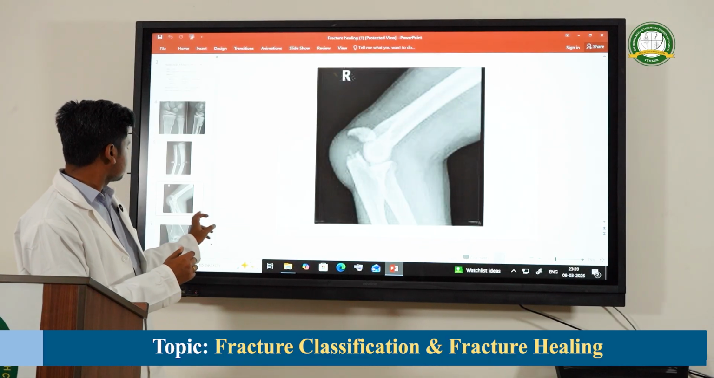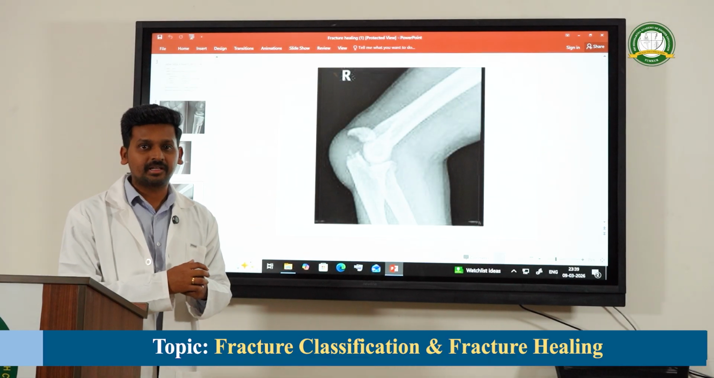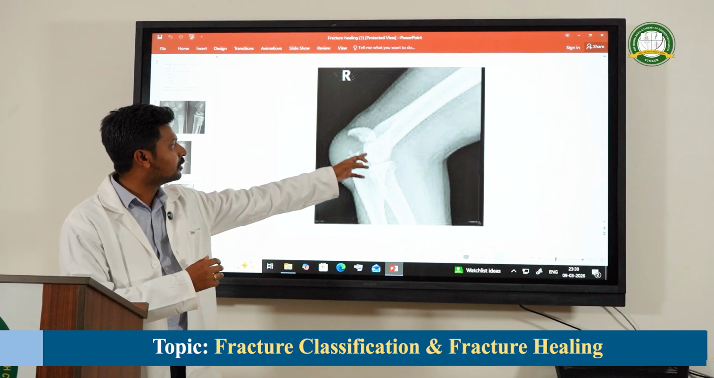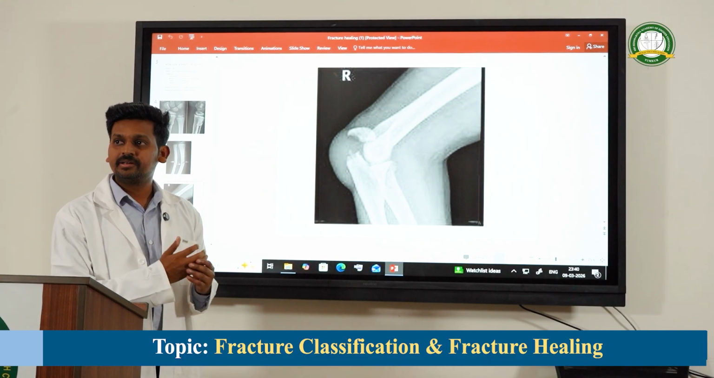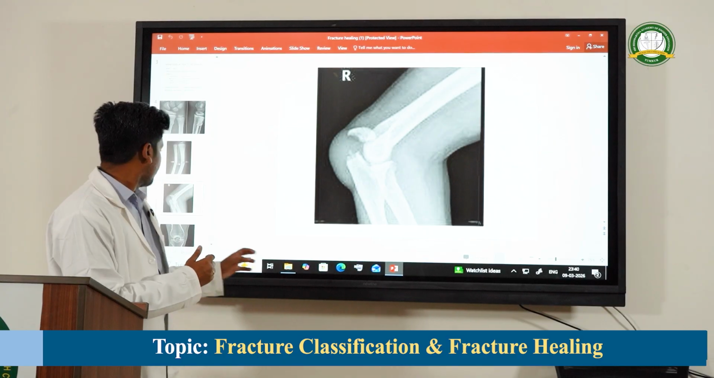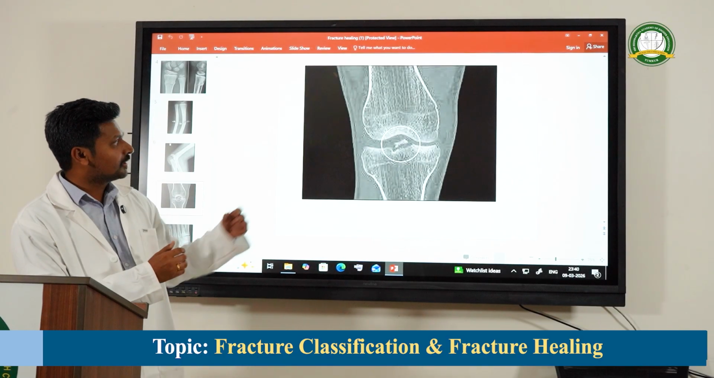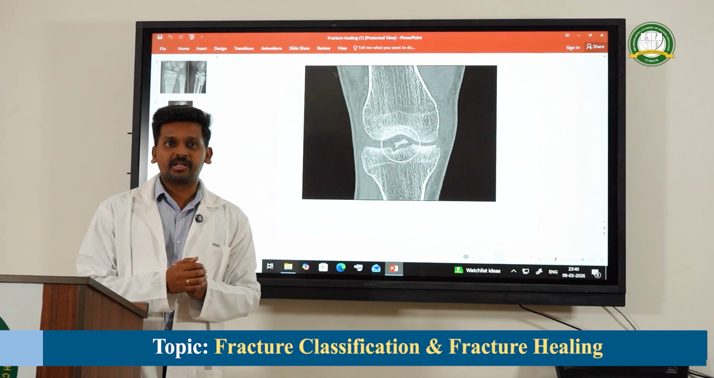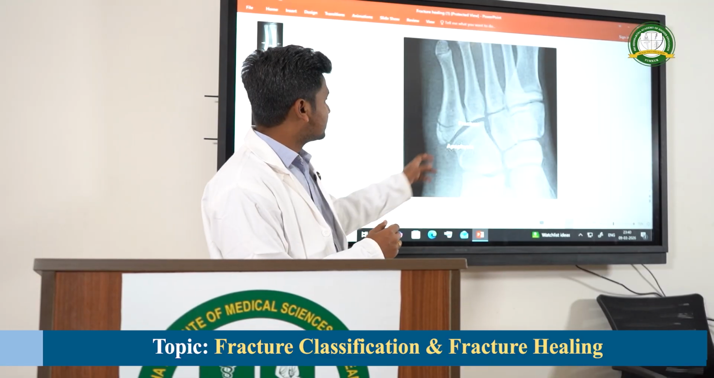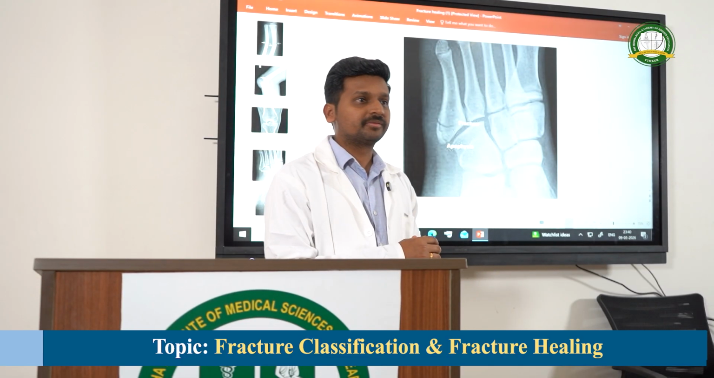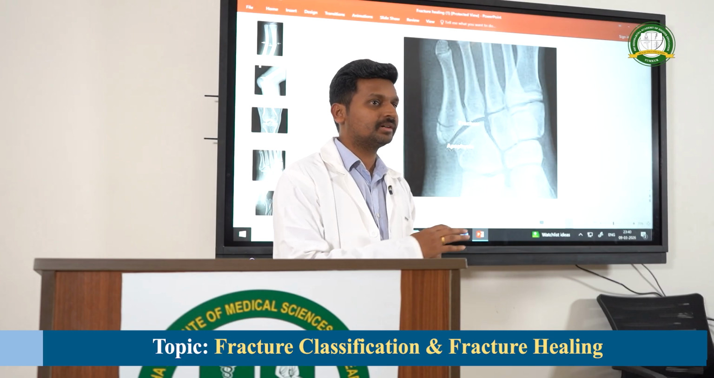And this is an avulsion type of injury around the elbow joint. This is the fracture of the olecranon caused due to pulling of the triceps muscle. And this is called an avulsion injury of the tibial spine, seen around the knee joint. And this is an avulsion fracture of the base of the fifth metatarsal, involving the foot.